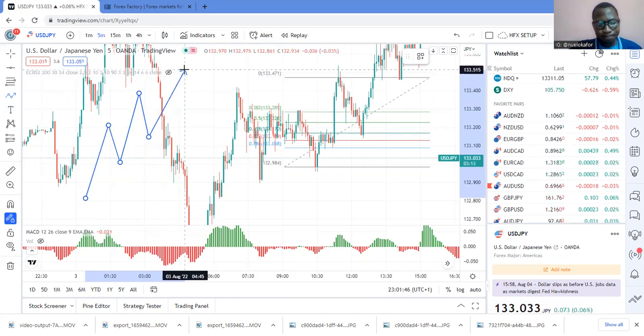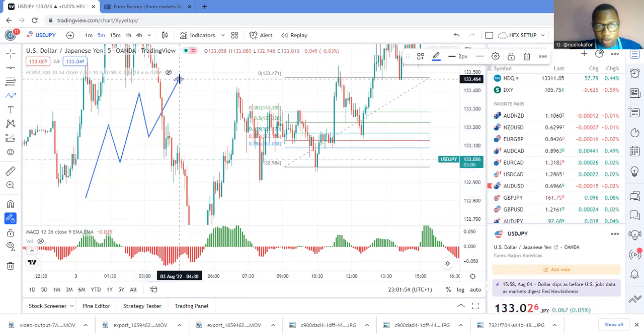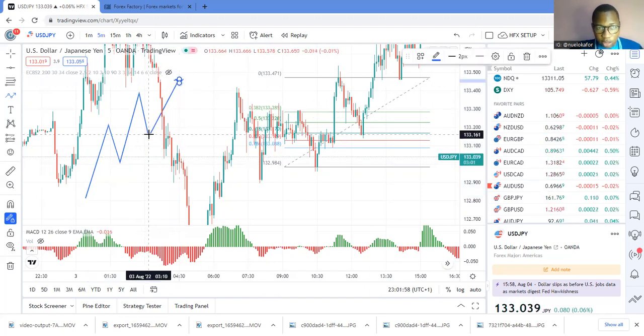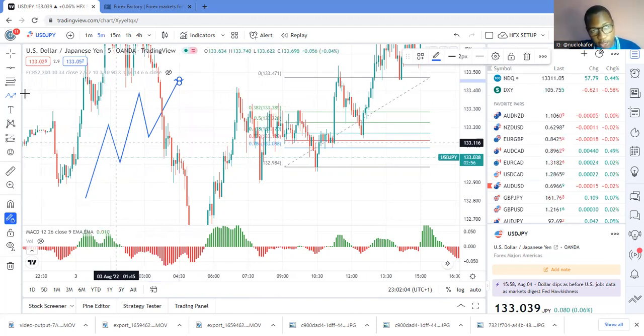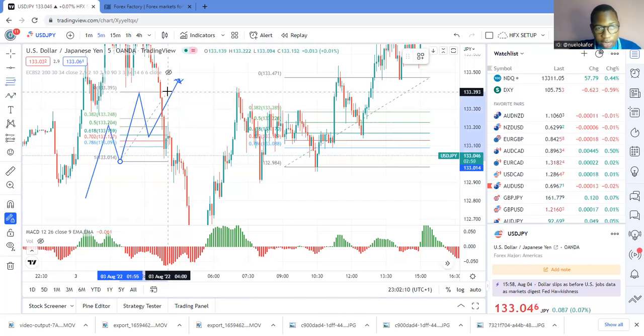So this right here is a low, and this is a higher high. So essentially, if we were to move the Fibonacci in an uptrend, we'll move it from whatever low we've seen here to the high, right?